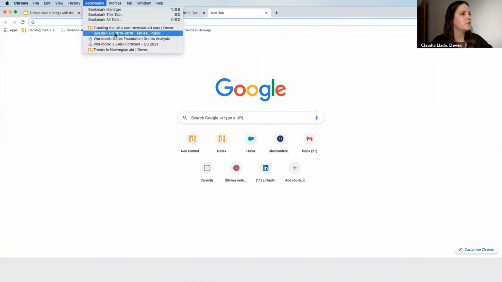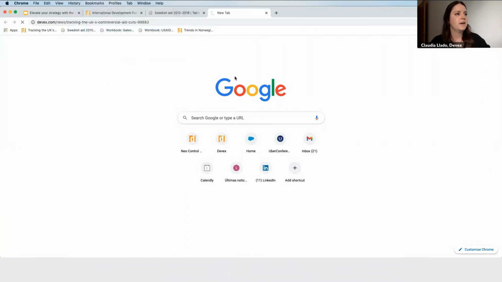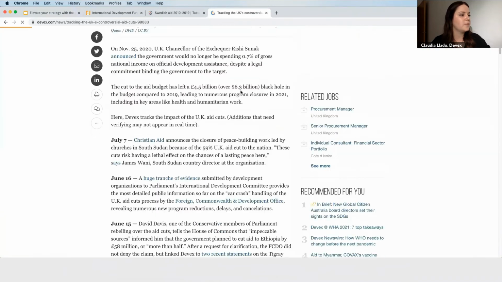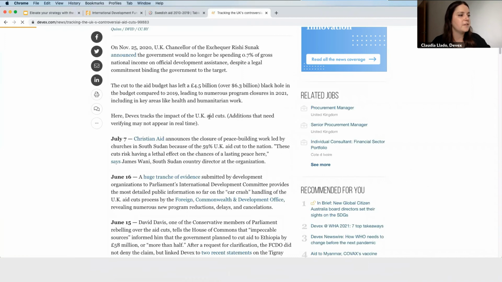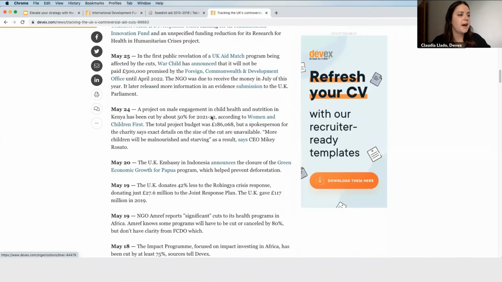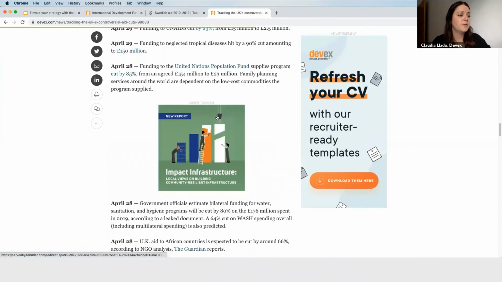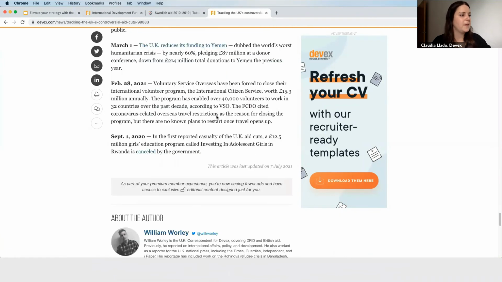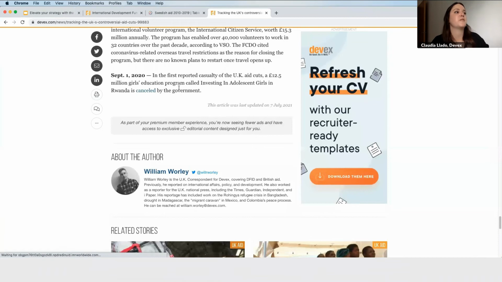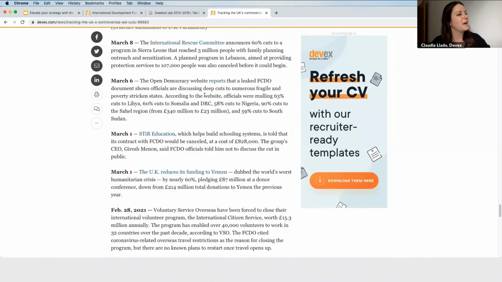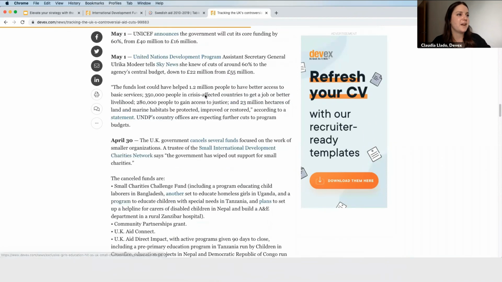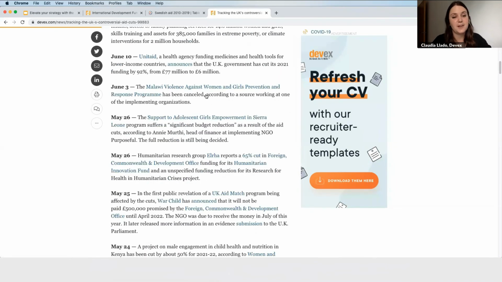I can show you very briefly what that looks like, but it's up to date up to July 7th, where there was the latest news, and it goes all the way back to where I think the first casualty of one program being cancelled was, which was September 1st, 2020. So there's quite a lot there to take in, and quite a lot of information, and we'll keep you posted on any other developments.